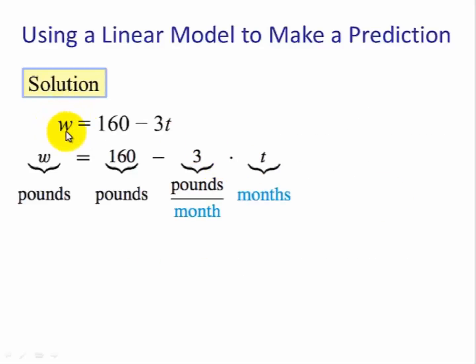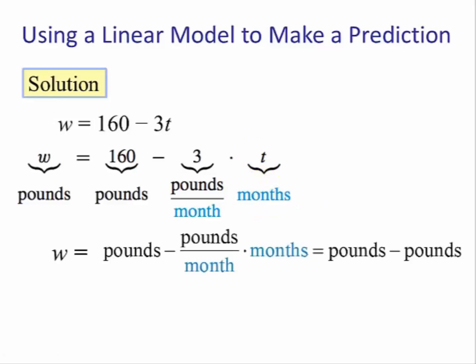We know that W is pounds. 160, her starting weight, is in pounds. The -3 is our slope. And slope is the change in y over the change in x. So that's pounds per, where per means to divide, month. And our independent variable T is months.